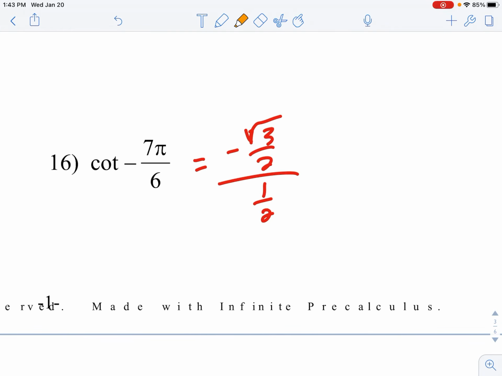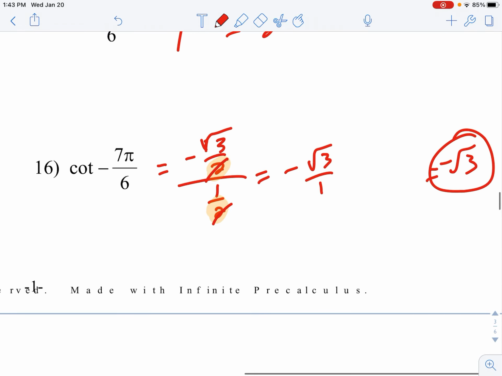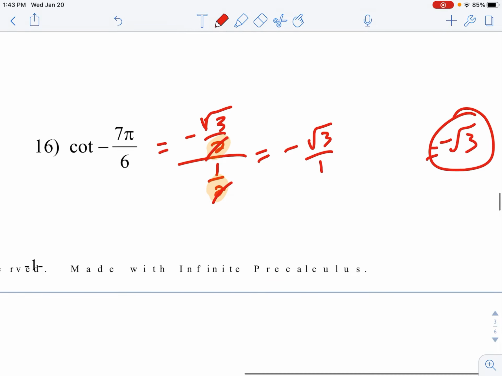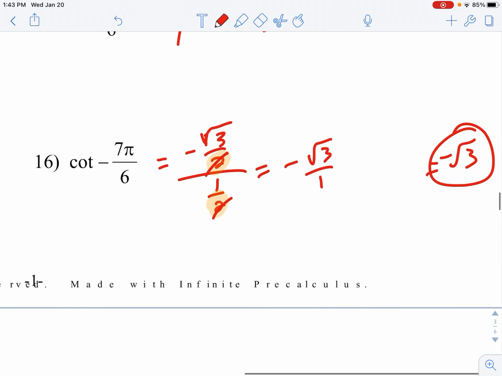We have the same thing on top and bottom, half and half, right? If you have the same thing on top and bottom, they cancel. So the half cancels with a half, gives you negative square root of 3 over 1, which again is just negative square root of 3. So a couple of ways to simplify that one if you need to.